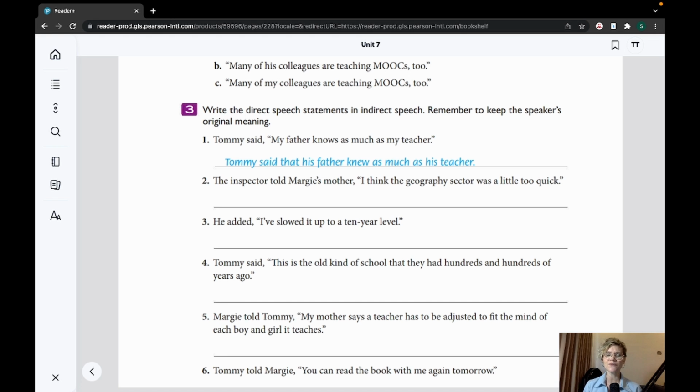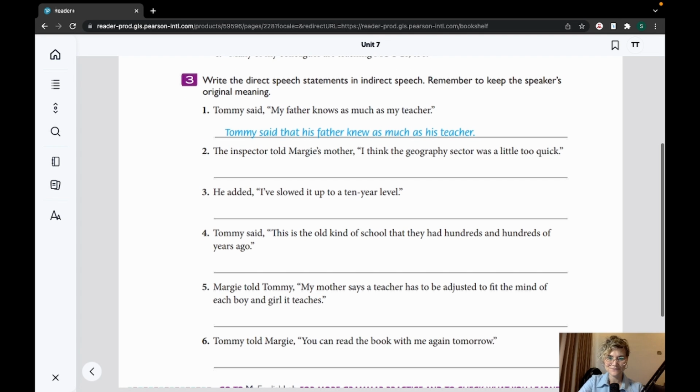Now, another thing I want to remind you of is that verb tense in a sentence is always determined by the first verb in the sentence. The first verb. So my father knows. Knows is the first verb. Yeah, that his father knew. Okay, so always look at the first verb in a sentence. Awesome. You're going to answer 2, 3, 4, 5, and 6. Go ahead.